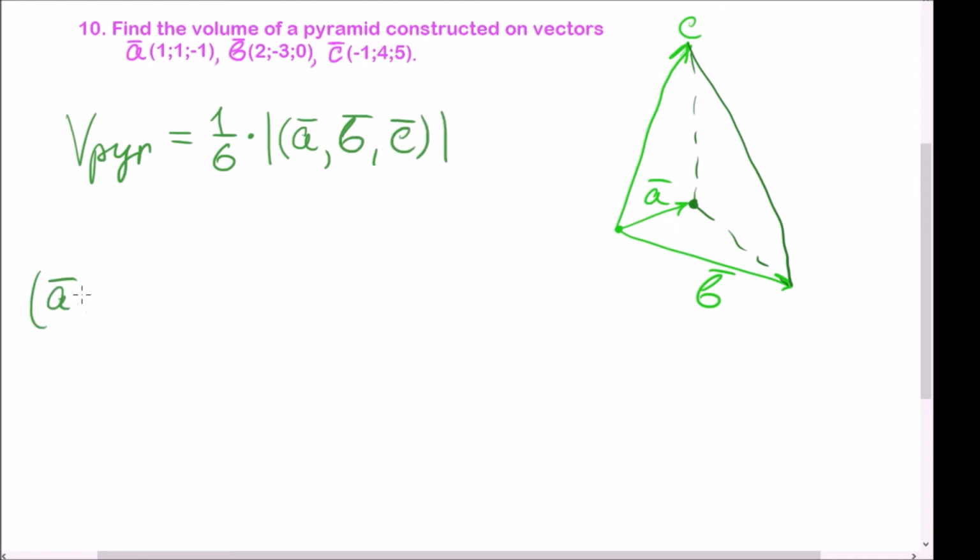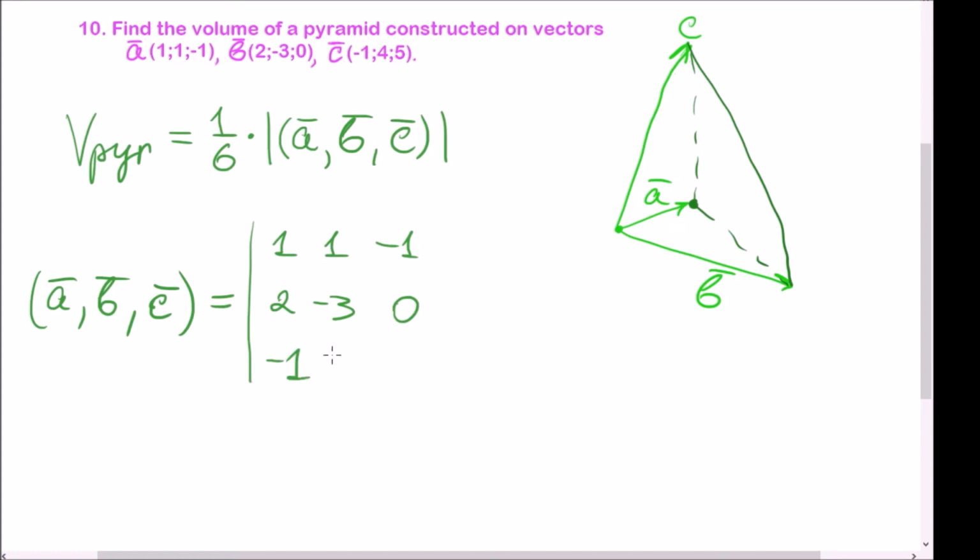How to find the triple scalar product of the vectors? It is a determinant of the third order. In the first row, the coordinates of the first vector, in the second row, the coordinates of the second vector, and in the third row, the coordinates of the third vector. One of the rules to calculate the determinant of the third order is this.